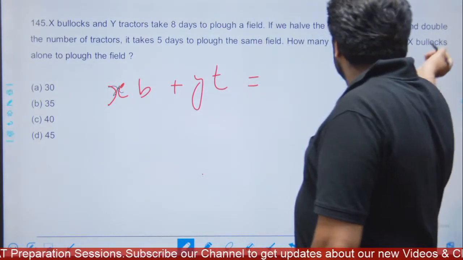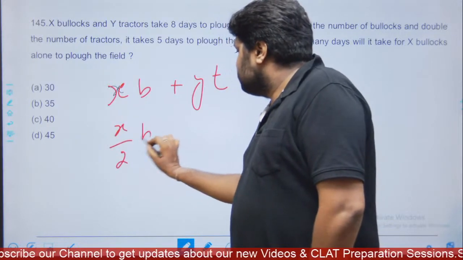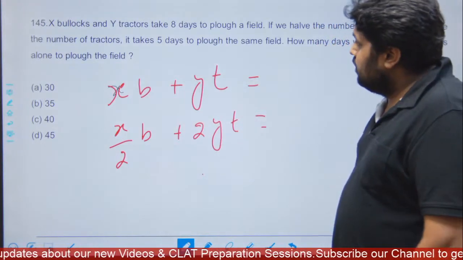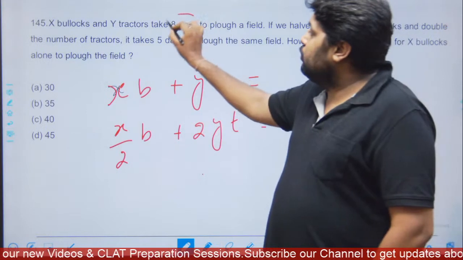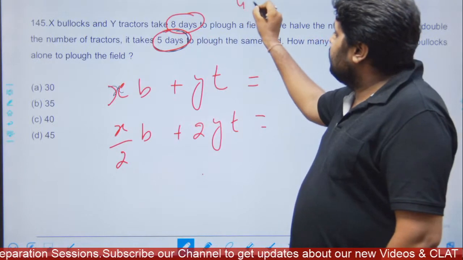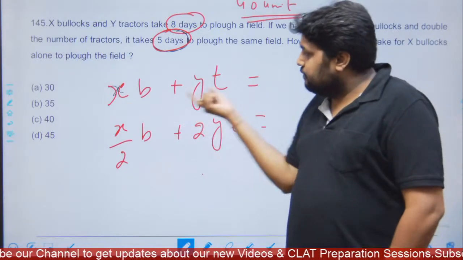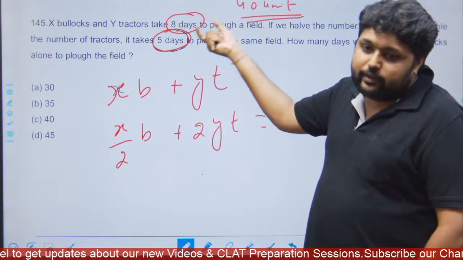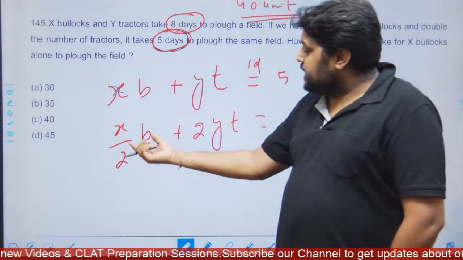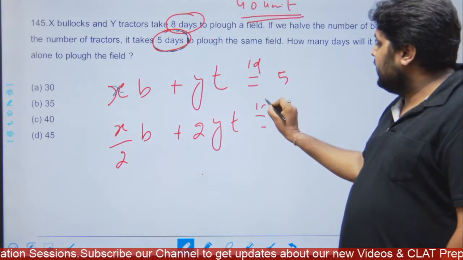And for the second case, if we halve the number of bullocks, it means X by 2 bullocks and twice the number of tractors, so 2Y tractors. It takes 5 days to plough the same field. So I am going to take the unit. I will take the LCM of 8 and 5. Let's say total work is 40 units, and X bullocks and Y tractors can do this 40 unit work in 8 days. So in 1 day, they are doing 5 units. X by 2 bullocks and twice the tractors are doing the same work in 5 days. So per day they are doing 8 units of work.